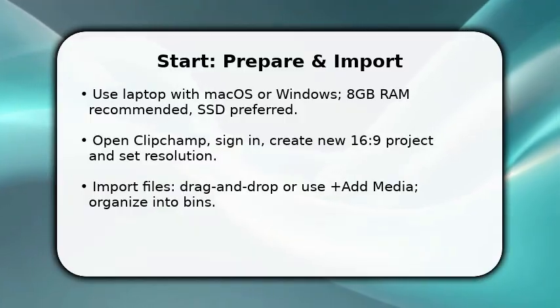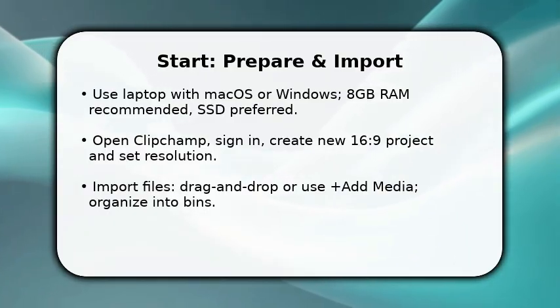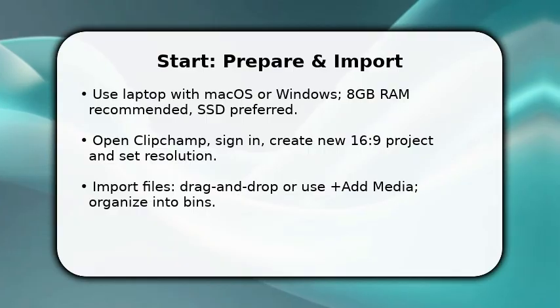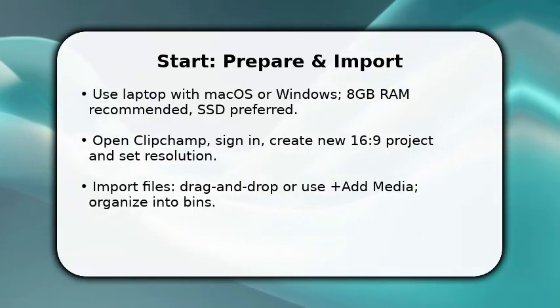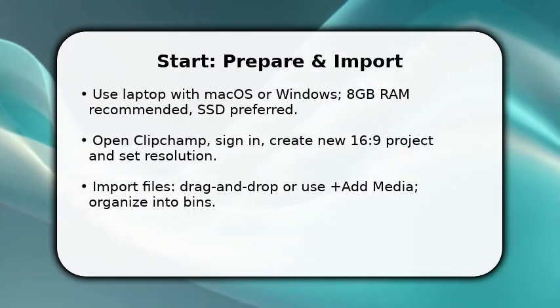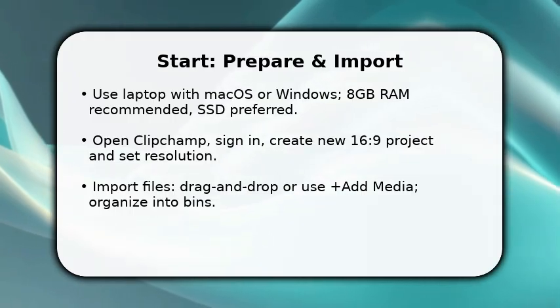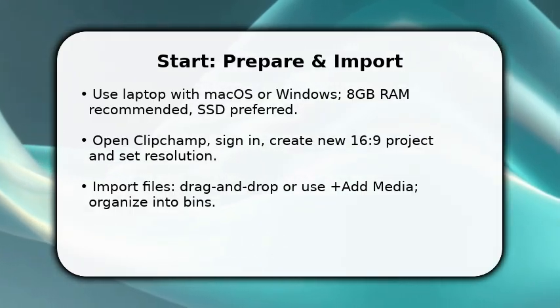You begin by preparing your laptop and assets. Make sure Clipchamp is open and you're signed in. Import footage now, drag and drop, or use plus add media to collect video, audio, and images into bins for quick access. Once files appear, create a new 16:9 project and set resolution to match your main clip.